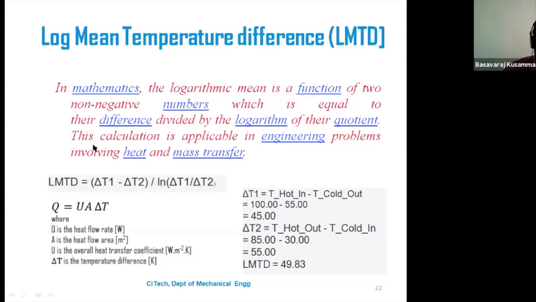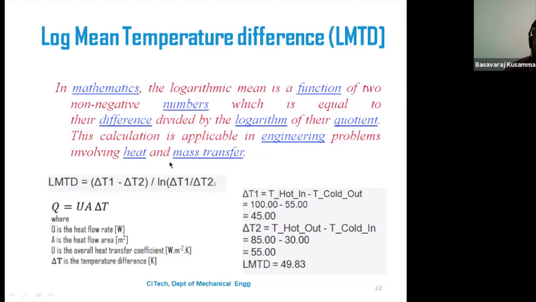The logarithm of their quotient is called the log mean temperature difference. What is the log mean temperature difference? The logarithmic mean is a function of two non-negative numbers, which is equal to the difference divided by the logarithm of their quotient. This type of calculation is applicable in engineering problems involving heat and mass transfer.